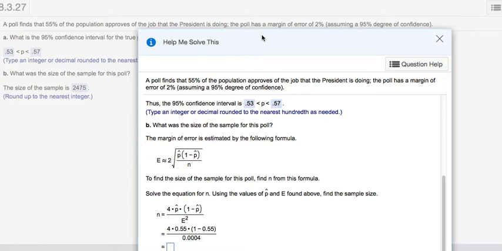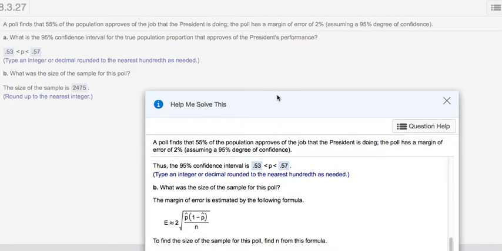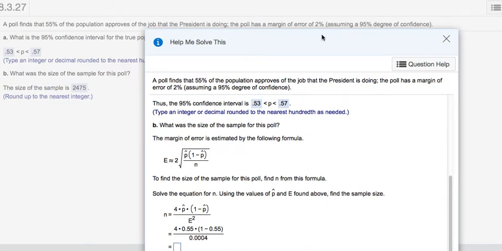Basically, it's asking us that we have a situation where we have a population proportion of 0.55, and it has a margin of error of 2%. And I'm thinking that you're pretty comfortable with coming up with the confidence interval. I think that's pretty easy to do. But then when it asks us about the size of the sample for this poll, I think what's different and the reason that it's going to take us in a different direction is it's not just saying what's the sample size needed for the error, it's actually saying what was the sample size needed for this particular poll.